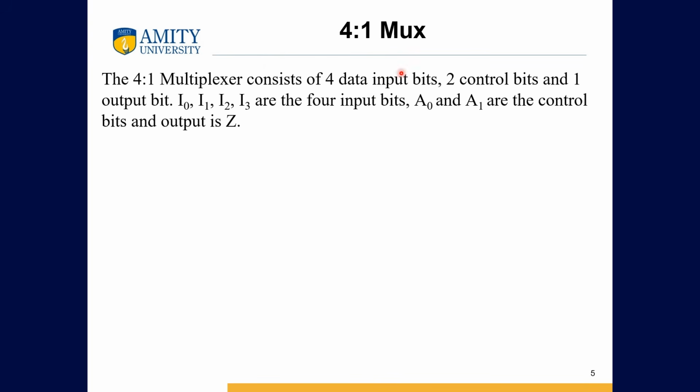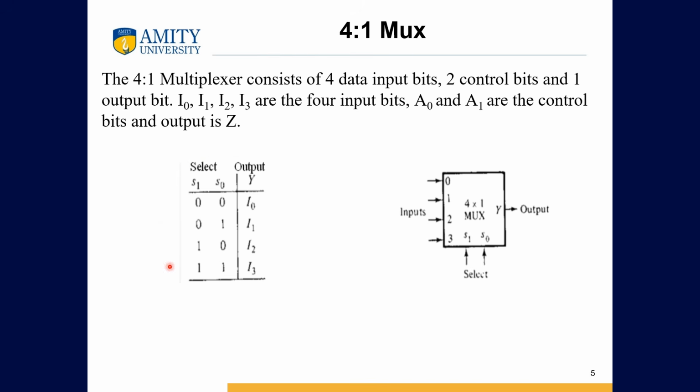A 4:1 multiplexer consists of 4 data inputs and 2 control bits, because now the inputs are 2^2, so n is 2, so the select lines will be 2, and only one output, same again. I0, I1, I2, and I3 are the 4 input bits. A0 and A1 are the control lines, and Z is the output. Here is the truth table.